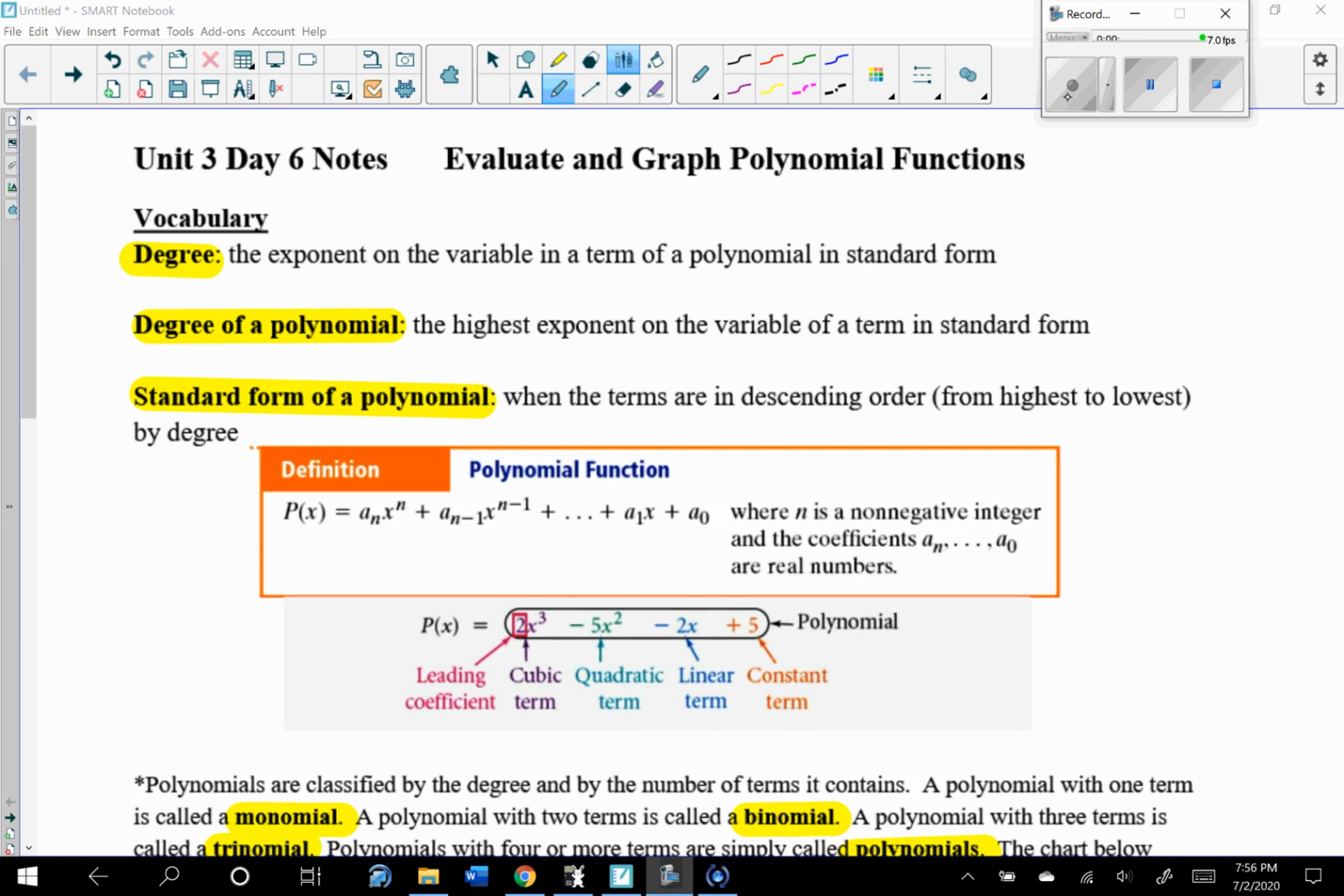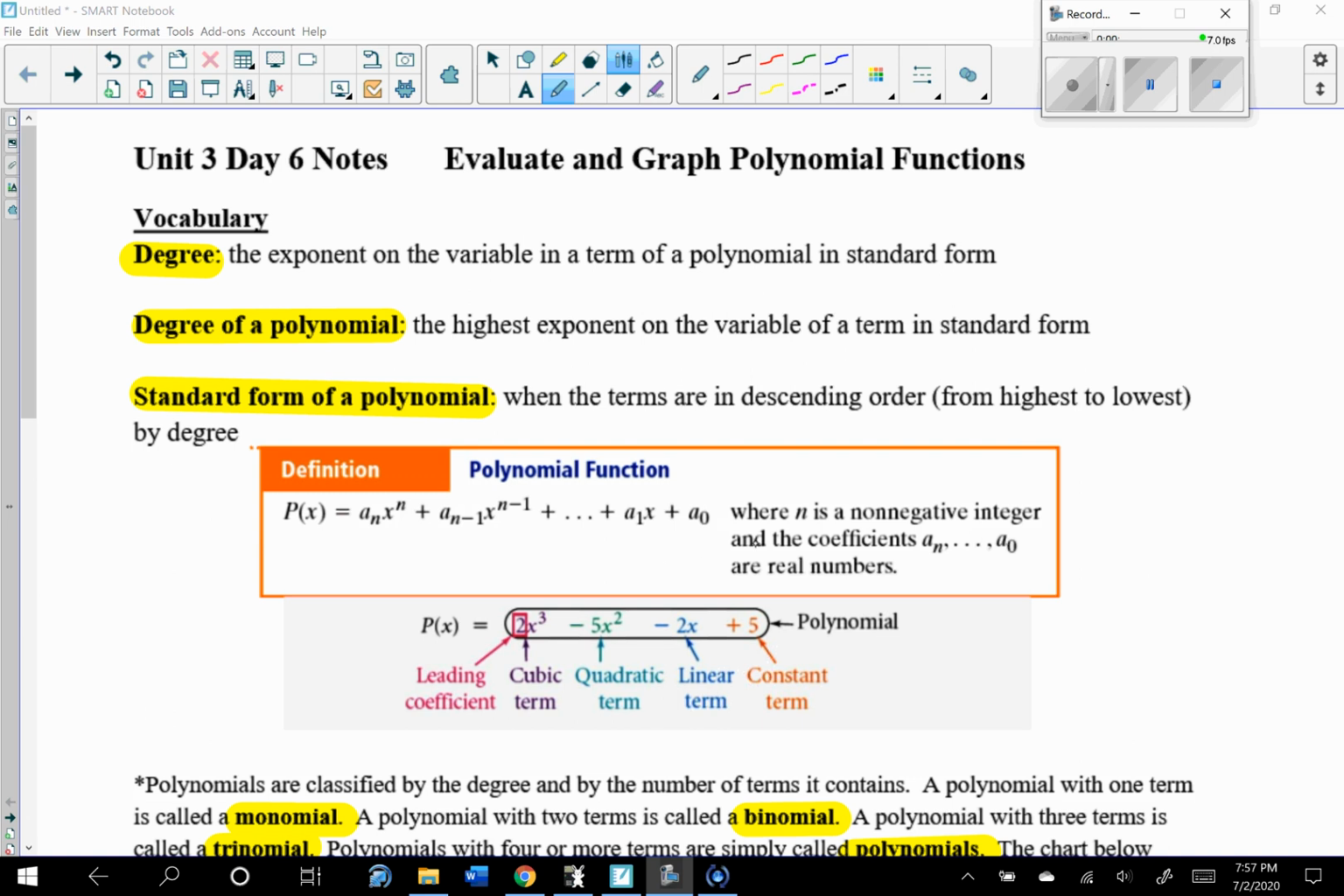Degree. The degree is the exponent on the variable in a term of a polynomial in standard form. The degree of a polynomial is the highest exponent on the variable of a term in standard form. And the standard form of a polynomial is when the terms are in descending order from highest to lowest by degree. So this is just the general polynomial function.